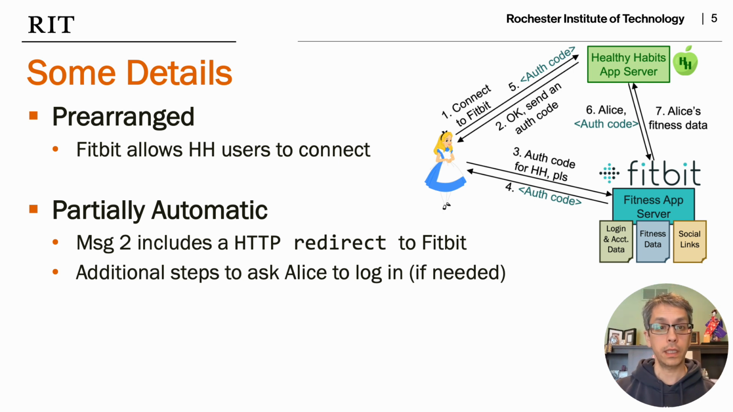Secondly, this is partially automatic. In particular, message 2, "send me an auth code," actually comes with an HTTP redirect to Fitbit. Your browser is going to take care of this automatically, so Alice doesn't have to copy the code or request information over to Fitbit. It's just handled by the browser. At that point, one thing that can be necessary is that Fitbit may need to ask Alice to log in if she's not currently logged into the Fitbit server.